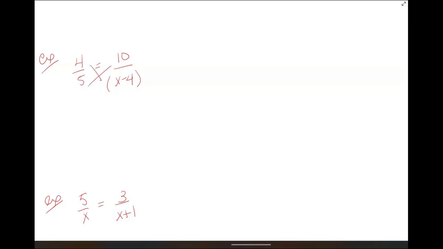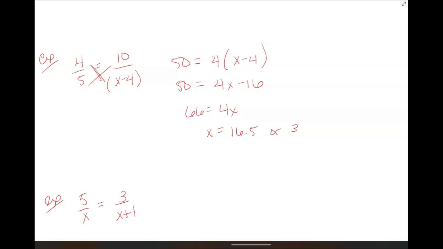So we would have 5 times 10, which is 50. And then when we do this cross product, it would be 4 times the quantity x minus 4. Now we have to remember to use the distributive property when we're solving for x. And then if we add 16 to both sides and divide by 4, you're going to get 16.5 or 33 halves, whichever you would like.